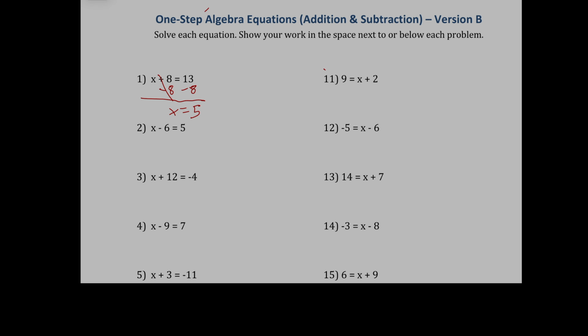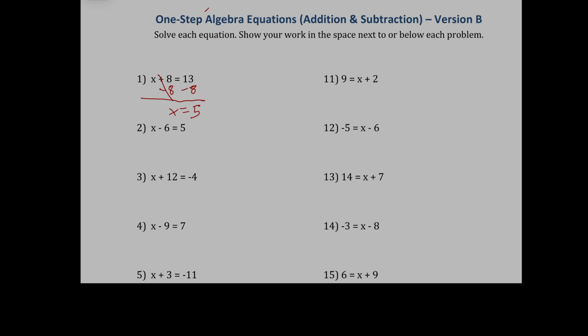Now let's go over here to number 11. What do you move? Remember, you want letters on one side, numbers on the other. It doesn't have to be left. It doesn't have to be right. Your initial thought might be to go minus 9, minus 9. That's wrong, and let me show you why. If I do that, what happens? He's gone. I get 0 equals x minus 7. Well, that didn't really help me. That didn't do anything, so I don't want to do that.